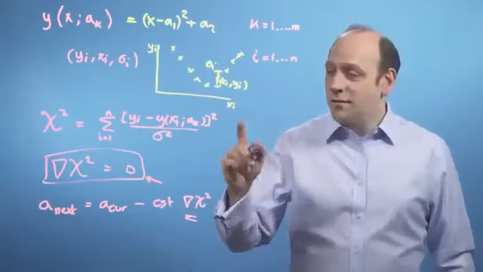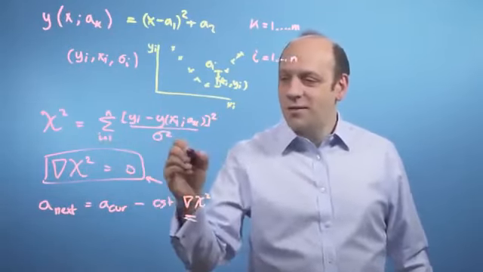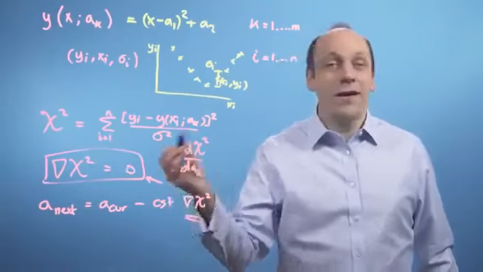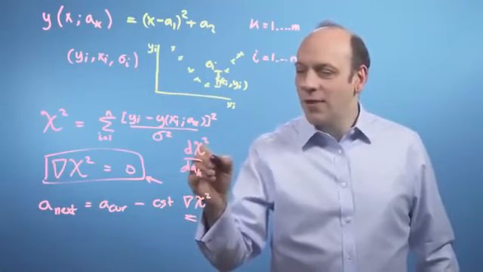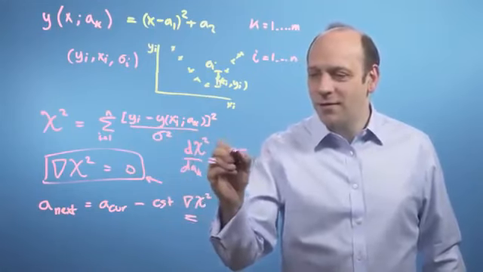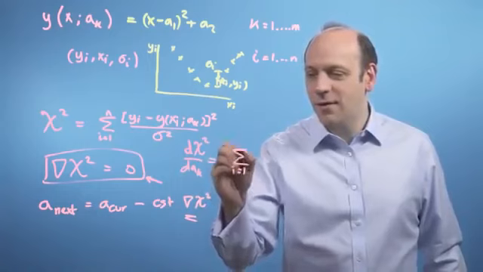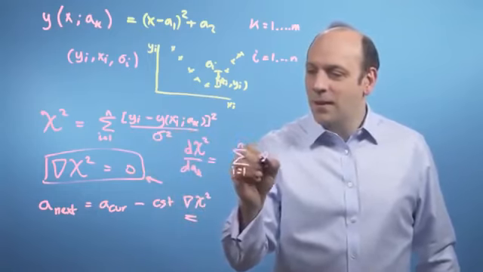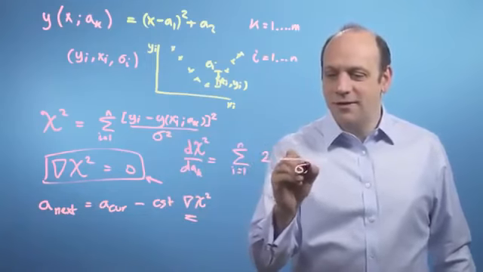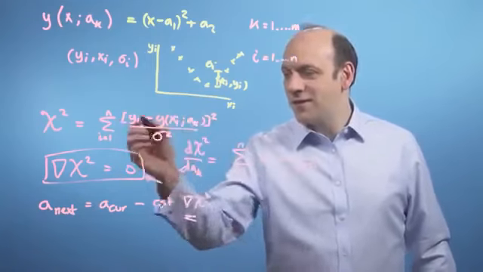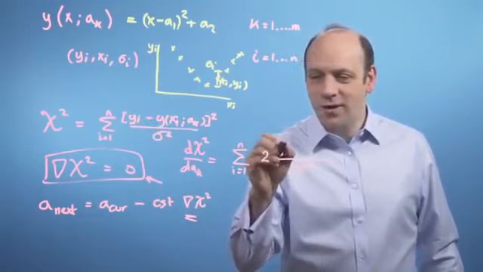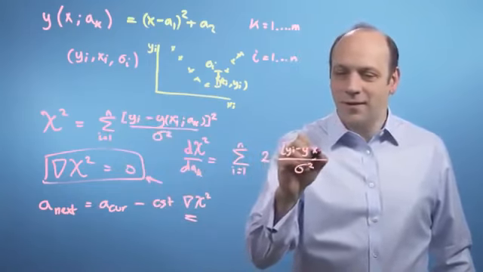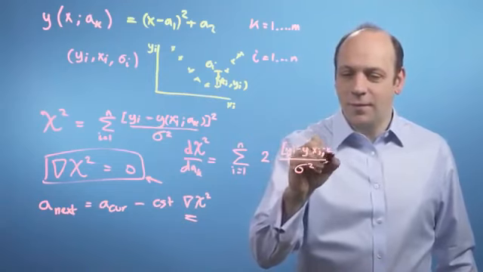So to do this grad, I've got to differentiate chi squared. So I've got to do d chi squared by d a_k for each of the k's in turn. And when I do that, well, the sum has nothing to do with k, because it's to do with i, and I'm going to get a 2 down, and the sigma squared has nothing to do with k. When I differentiate this, I'll get the 2 down, and then I'll have the bracket itself, y_i minus y of x_i and the a_k's.